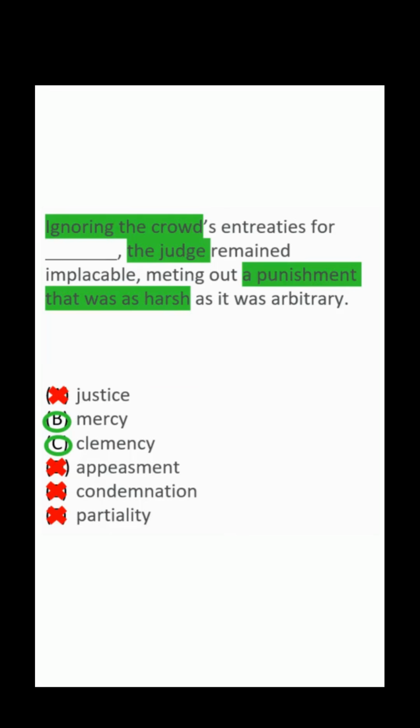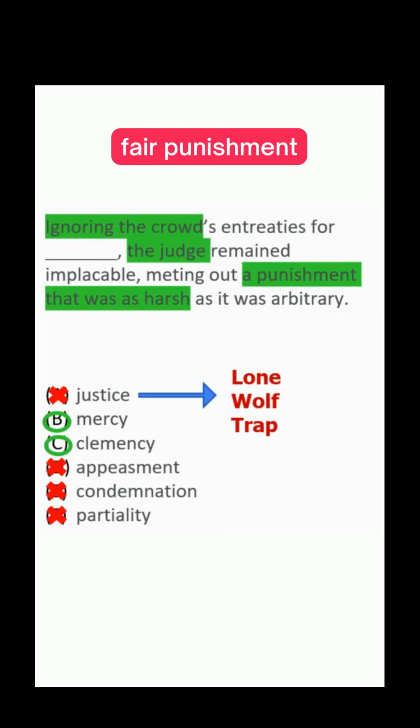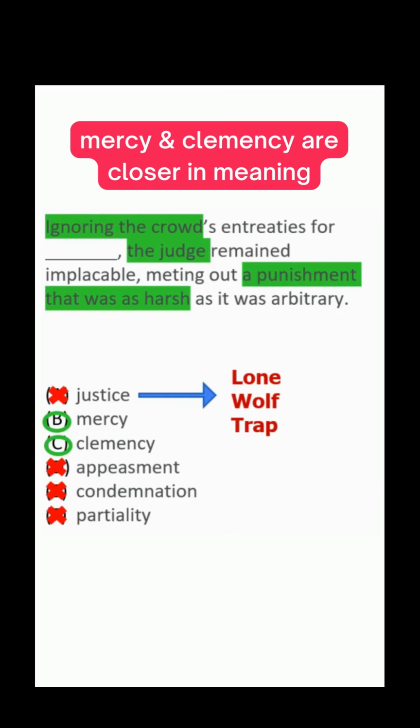And justice is out because it is what you can think of as a lone wolf trap. As in, it works okay on its own, no problem, but it doesn't have a buddy. There isn't another word in the list that would create a sentence that was equivalent to the sentence that justice creates. Now, if we had a word like fairness, then justice would actually work here, but we don't have another word that means fairness. Mercy and clemency both indicate giving someone a lighter punishment. Justice means giving someone a fair punishment. Mercy and clemency are closer, meaning justice is the lone wolf trap.